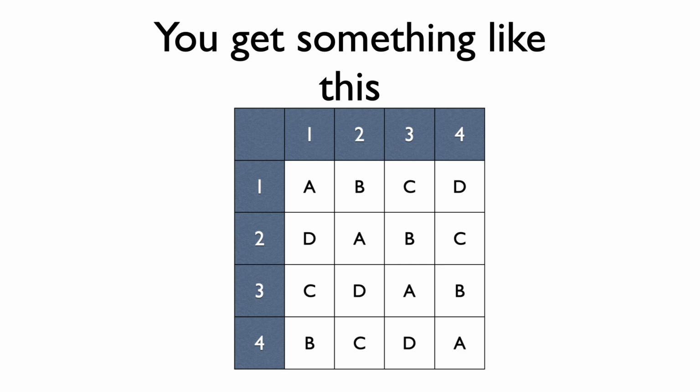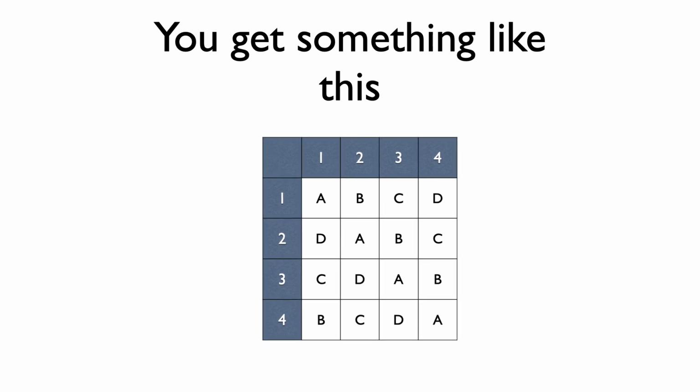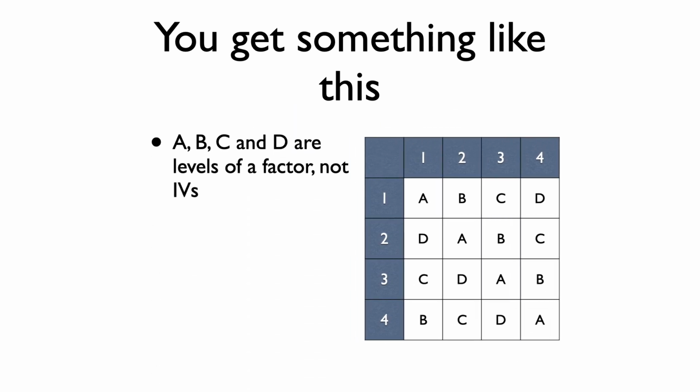And then we have two nuisance variables, 1, 2, 3, and 4. So A, B, C, and D, again, are levels of a factor. They are not independent variables. They are levels. I know it's annoying. I don't like it either.